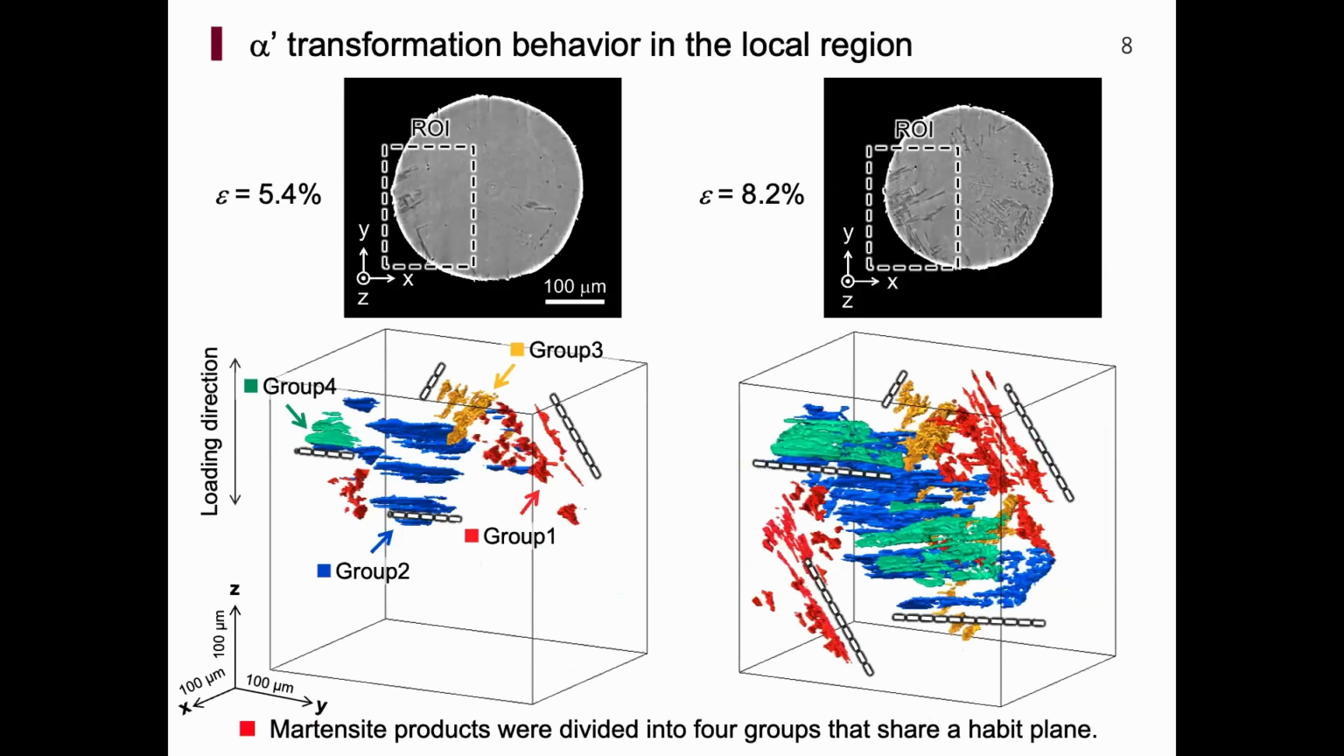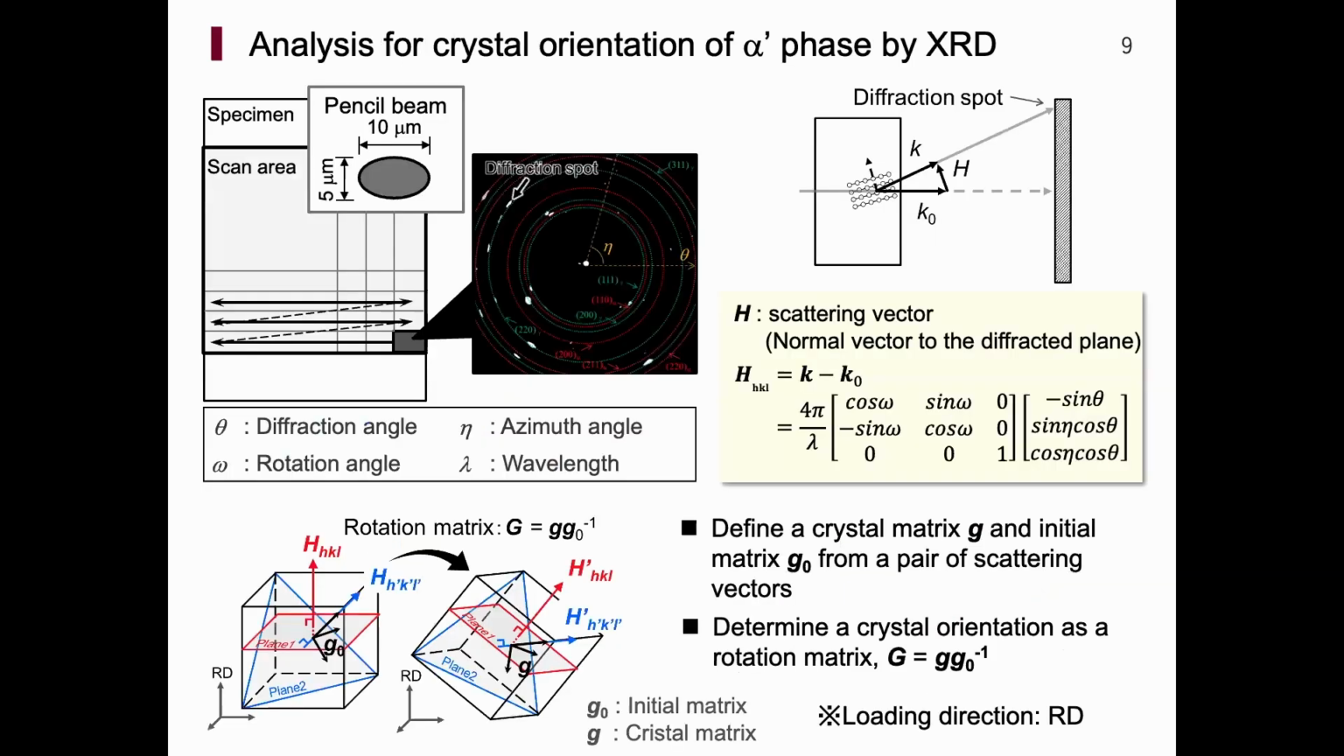To investigate the martensitic transformation behavior in more detail, we focused on the region of interest at the strains of 5.4 and 8.2%. The 3D images of martensite products showed that the martensitic transformation occurred along each specific habit plane. And each martensite product belongs to one of the 4 groups sharing the same habit planes. By XRD analysis, we also characterized the crystal orientation of each martensite product.